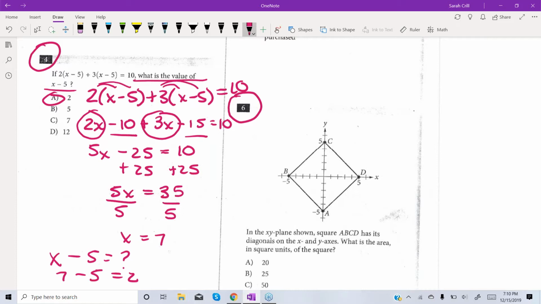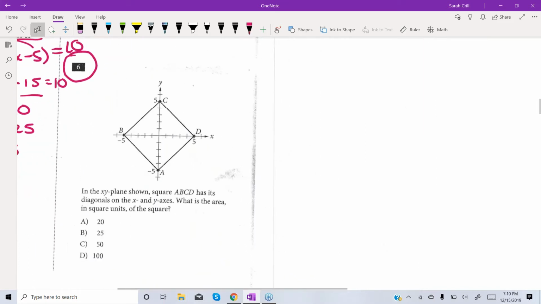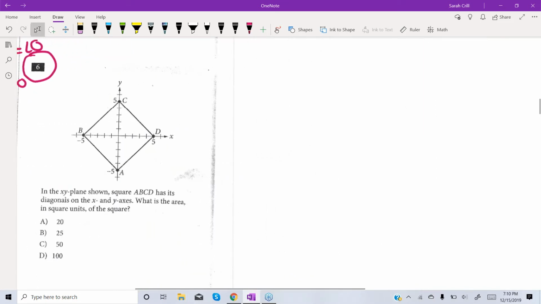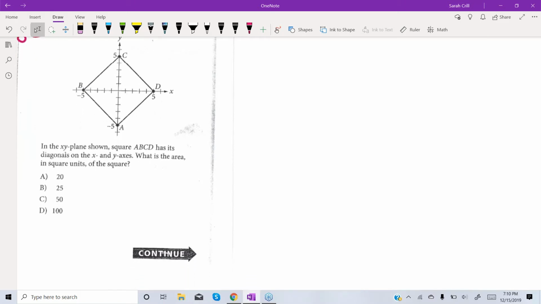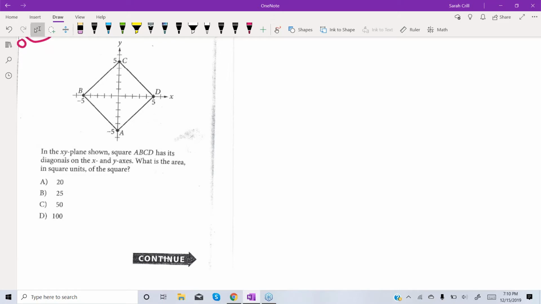All right, so let's do number 6. I'll give you a second to write that down if you're working on that. All right, so number 6 is actually a geometry problem. I thought this one was a little bit interesting. So it says, in the xy plane shown, square ABCD, which is the square there, has diagonals on the x and y axes. What is the area in square units of the square? So we want to know what the area is.